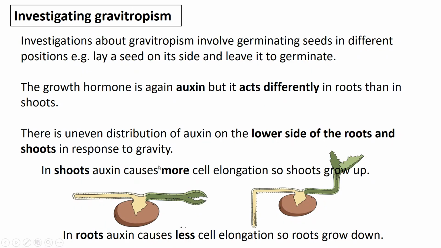But in the shoots, it causes more cell elongation, so the shoots grow upwards. However, in roots, the auxin on the lower side causes less cell elongation, and that causes the roots to grow down. So it is a bit confusing, but as long as you remember the response in shoots basically causes more cell elongation, and it goes on the shaded side or the lower side in the shoot when it's gravitropism, then you're going to get hopefully a good understanding of how they respond to auxin. And if you remember in roots, there's a different response and it causes less cell elongation. Hopefully you can work out any challenging questions around this.